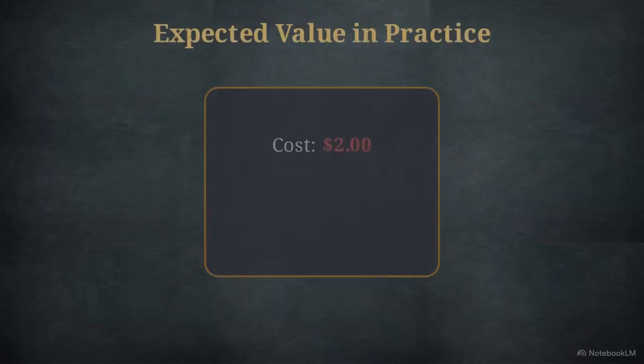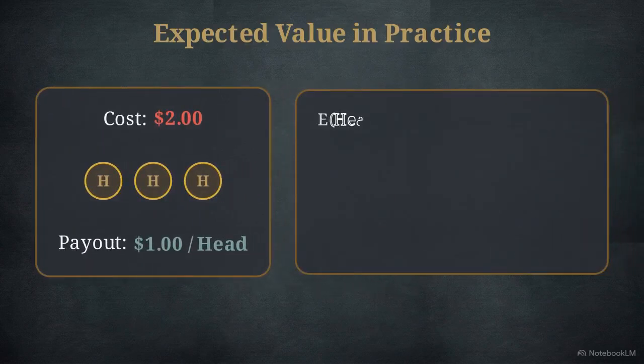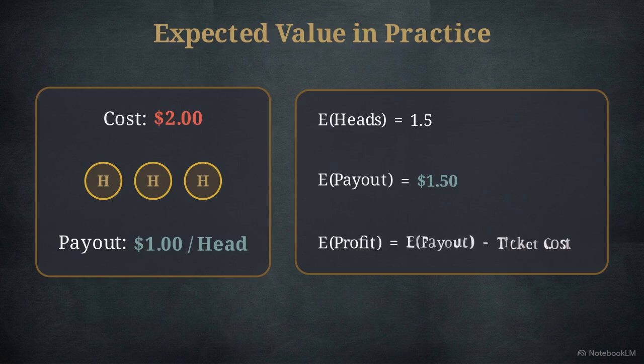Let's apply this logic. If a casino charges you $2 to play our 3-coin game and pays out exactly $1 for every head you flip, is it a smart investment? Your expected payout is 1.5 heads, meaning a return of $1.50. Your expected profit is that payout minus the $2 ticket cost. Theoretically, you lose 50 cents every time you play.